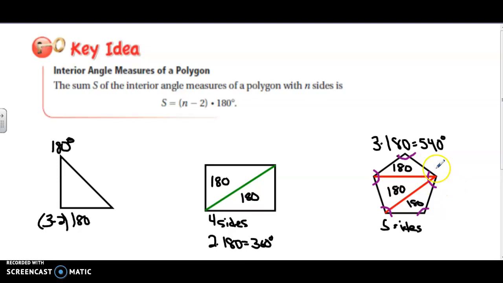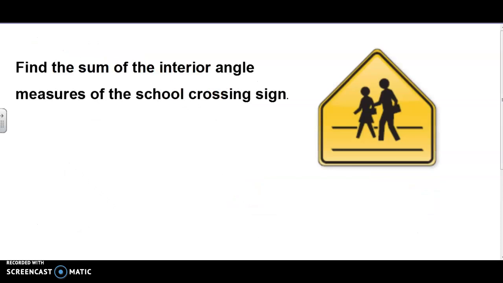Alright, so we're going to use these formulas to find the answers to a couple of questions here. So it says find the sum of the interior angle measures of the school crossing sign. So we can use our past experiences of what we've done to do this one. How many sides does this have? It has 1, 2, 3, 4, 5. So that means that we already know, since we've done 5 sides, that it's going to be 5 minus 2 times 180. In other words, 3 times 180, which is 540.